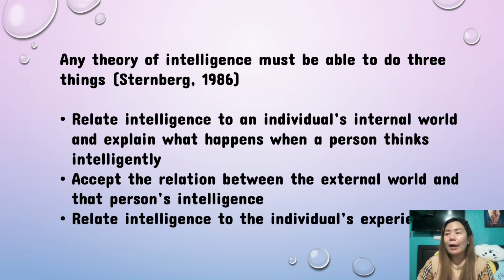Okay, so we have to remember that any theory of intelligence, according to Sternberg, must be able to do three things. So, ito dapat daw, kung pinag-uusapan natin ay ang theories of intelligence, this theory should do three things. Number one, relate intelligence to an individual's internal world and explain what happens when a person thinks intelligently. So, you relate this intelligence to the individual's world, the individual's thinking, and explain kung anong mangyayari sa tao kapag intelihente siya o hindi.